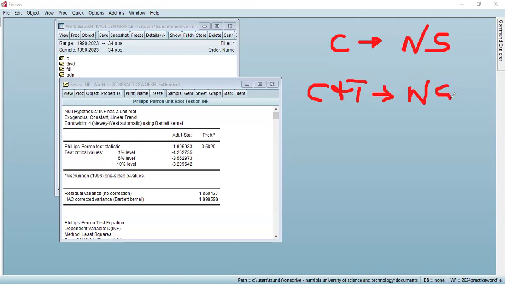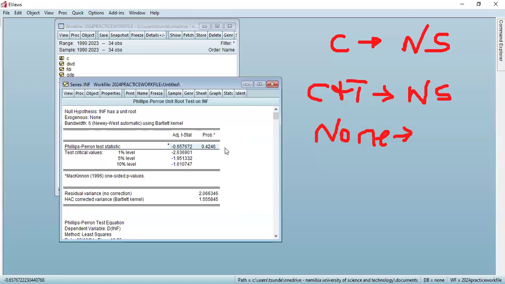Then it's none. Let's see what's happening. It's none. What is it telling us? What is the answer? It's non-stationary. Non-stationary, sir. Right. So this is the Phillips-Perron, PP.